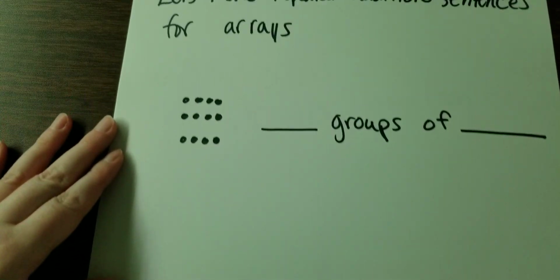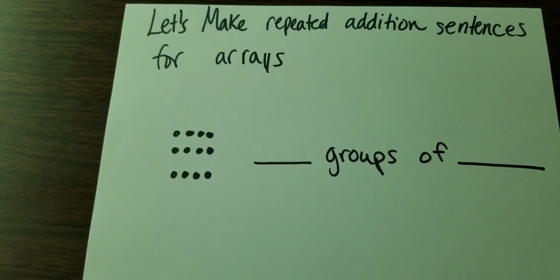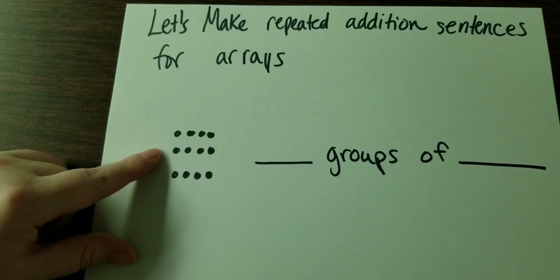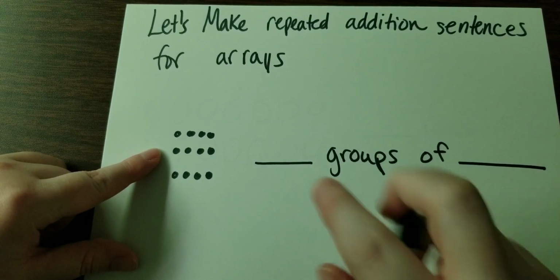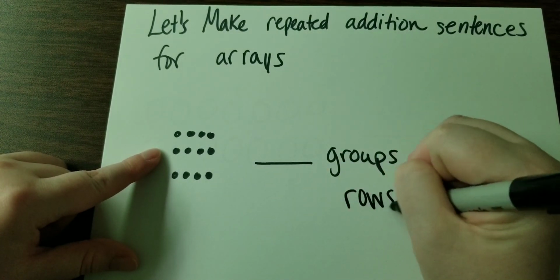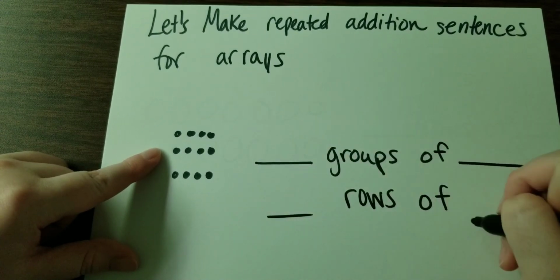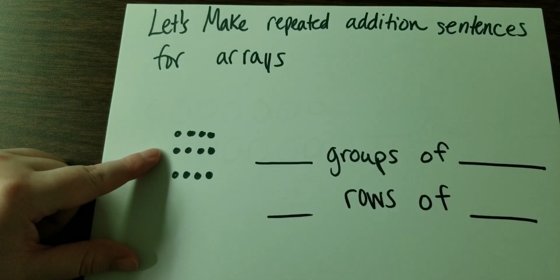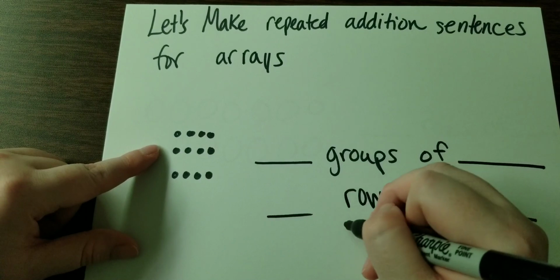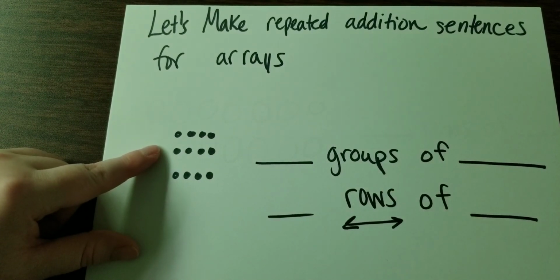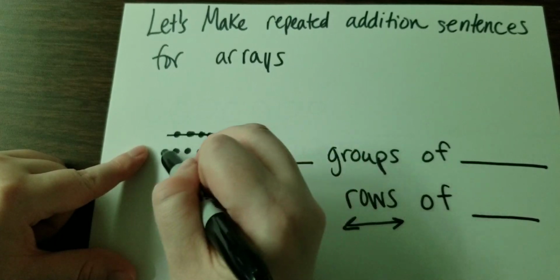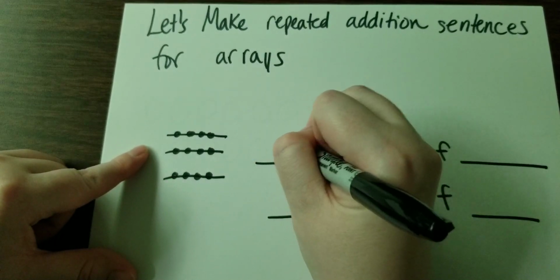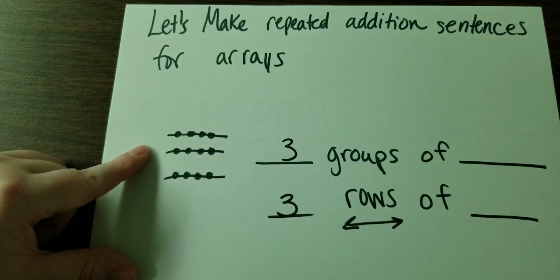Let's make repeated addition sentences for arrays. Here I have an array. And remember, an array always shows how many groups of, which is the same as how many rows of. So, let's count our rows. Remember, rows go left to right. It's like putting beads on a string. So 1, 2, 3. We have 3 groups or 3 rows.